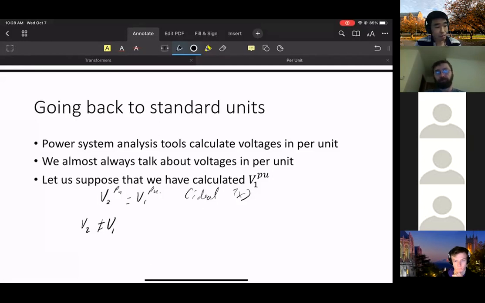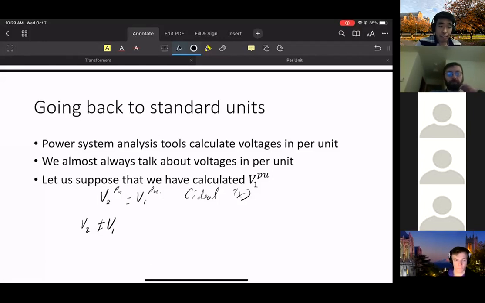Any questions about this per unit thing, about voltage? Okay, so in per unit quantities, the voltage across an ideal transformer is equal. That's why in the beginner class, I said per unit was in large part invented to make this happen, because I don't need to talk about transformers, and I don't need to have many voltage levels anymore.